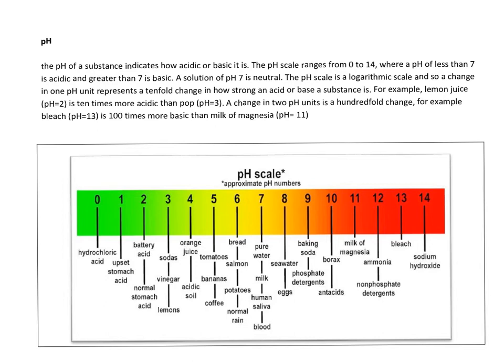Okay, the pH scale. The pH scale tells you how acidic or basic your substance is. It ranges from 0 to 14. If you are pH 7, you're neutral. So pH 7 is neutral. And if you are less than 7, you're acidic. And if you're greater than 7, you are basic.